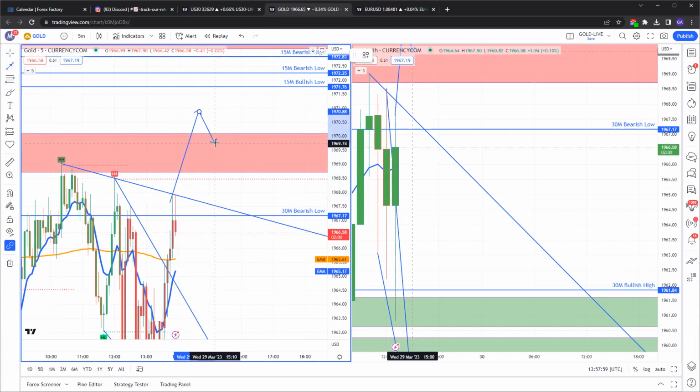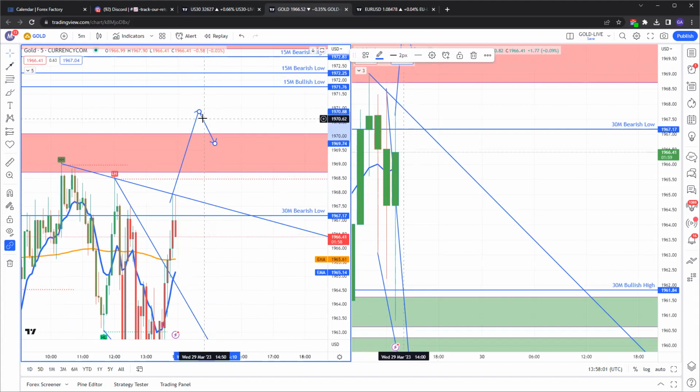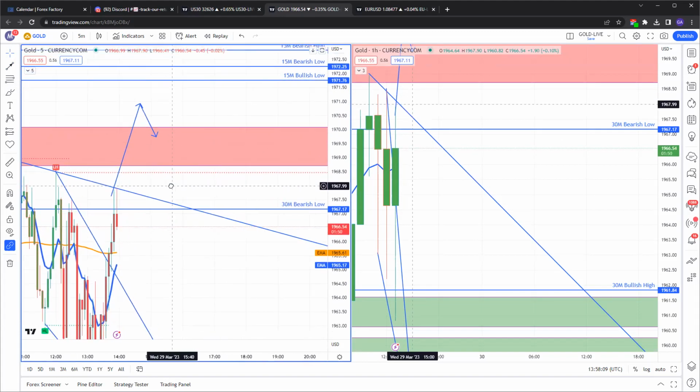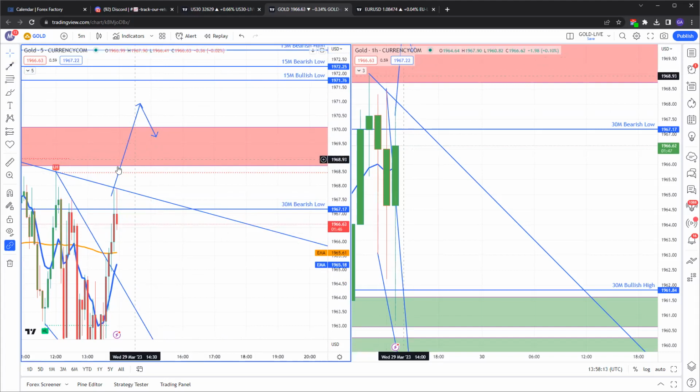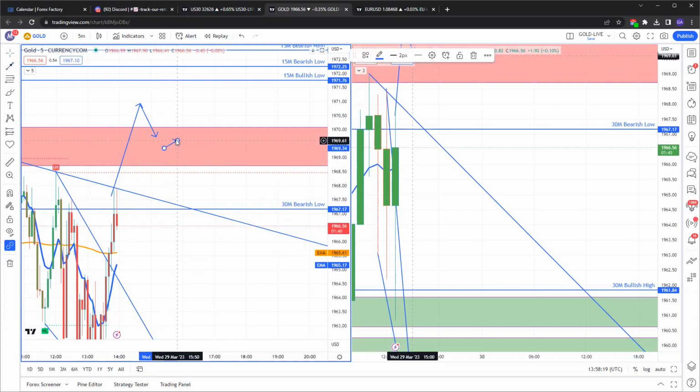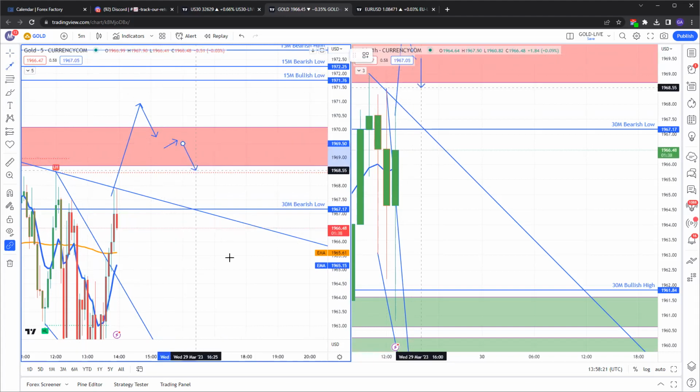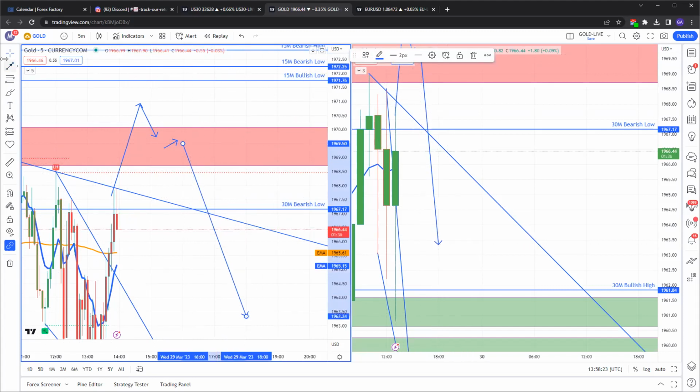Now on the way back down, I would look for gold to close below the 9 EMA on the 5-minute, and then retest the 9 EMA and close below again for a sell. So that might happen in this zone. Another entry on gold. So it's either that, and then have some consolidation in here, and then drop all the way back down into a sell zone.